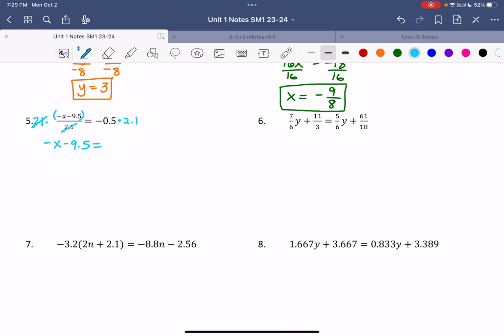So now we take negative 0.5 and we times that by 2.1 and we get negative 10.5. No, sorry, negative 1.05. And then we're going to add 9.5.